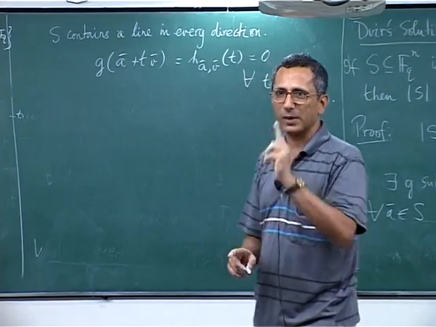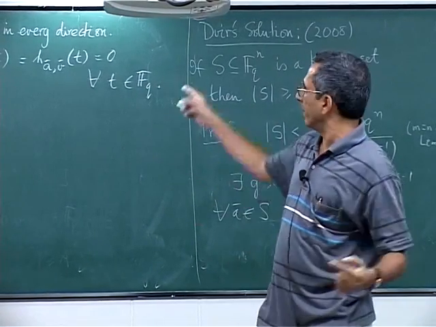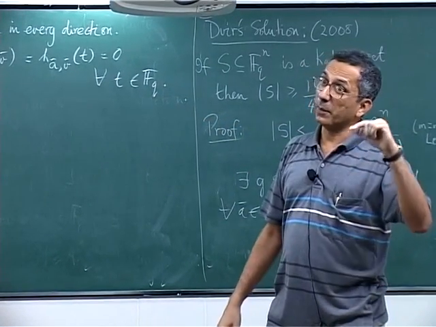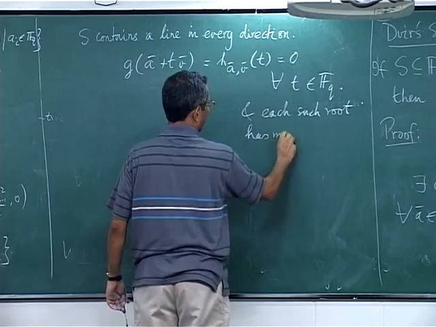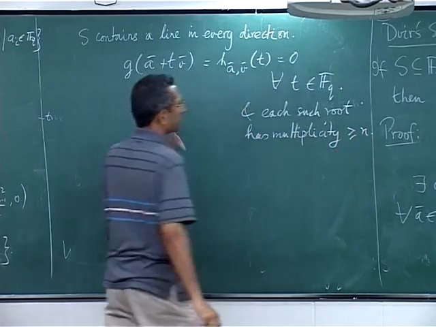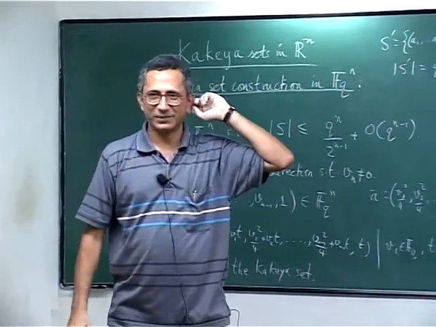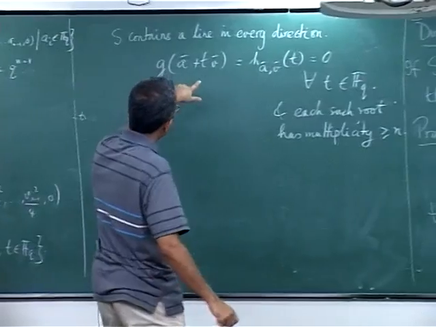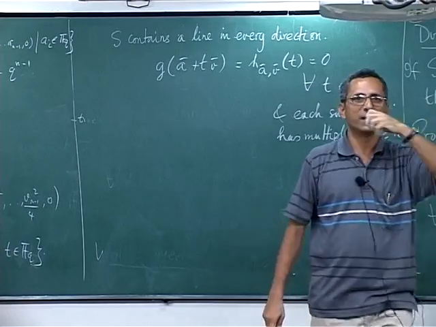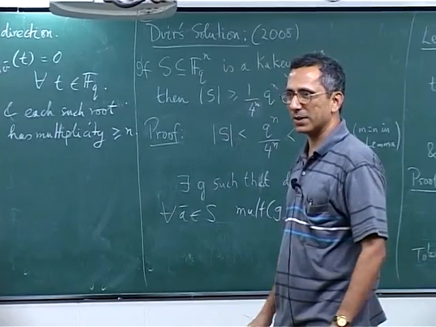H a v is a univariate polynomial in t. Every root of that gives me an element in the Kakeya set. It is a bar plus t v bar. The multiplicity is at least n. It just inherits that property from G, because each of these has multiplicity at least n, because a bar plus t v bar is a point in the Kakeya set. It will mean that the corresponding value of t will occur with multiplicity n.